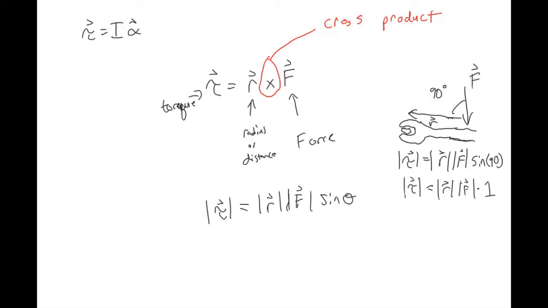Now, if we had instead, and maybe I'll do this in red, what if we applied the force on the wrench in this direction and we were trying to turn the screw still in the same R direction? Just intuitively, if you push a wrench into a bolt, it's not going to screw in, right? And so mathematically, the reason for that is that if you take the sine of 0, then you get 0 torque.